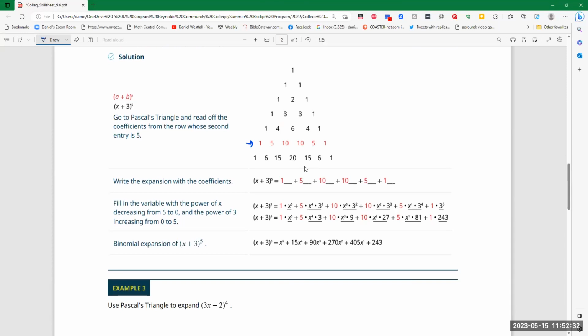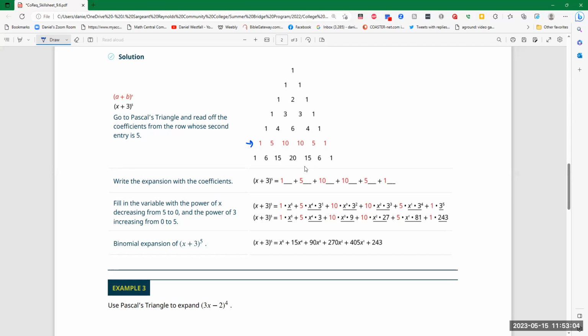So when I do that, this is going to be 1x to the 5th plus 5 times x to the 4th times 3 to the 1st, plus 10x to the 3rd times 3 squared, plus 10 times x squared times 3 to the 3rd, plus 5 times x to the 2nd times 3 to the 4th, plus 1 times 3 to the 5th.